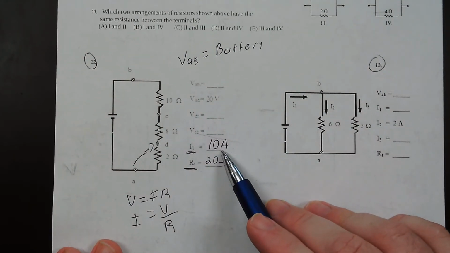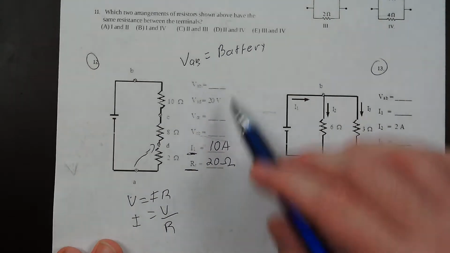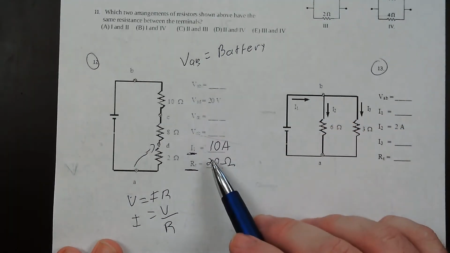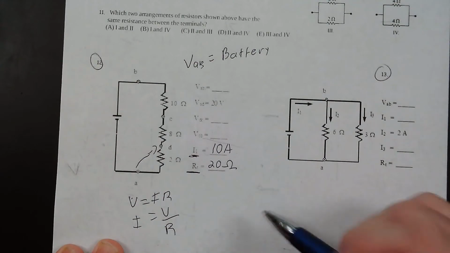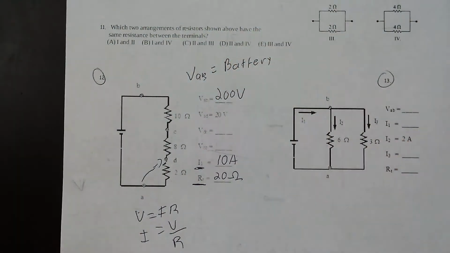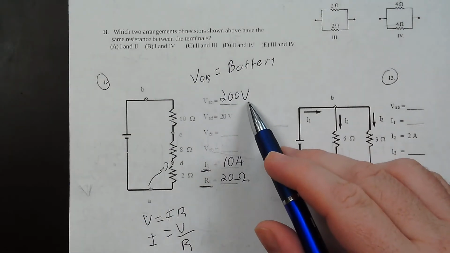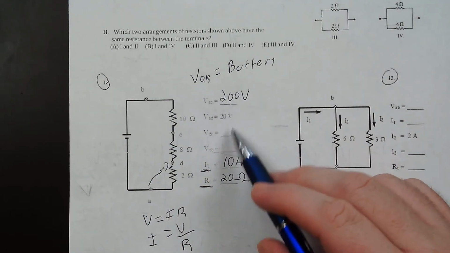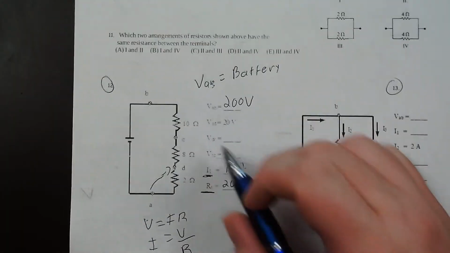Alright, well, now that I know the amperage for this circuit, I can calculate the voltage of the battery. Okay, total current times total resistance. That's going to be a voltage of 200 volts. That's pretty big. Okay, but now I know that. Now I can go through and find my individual voltages.